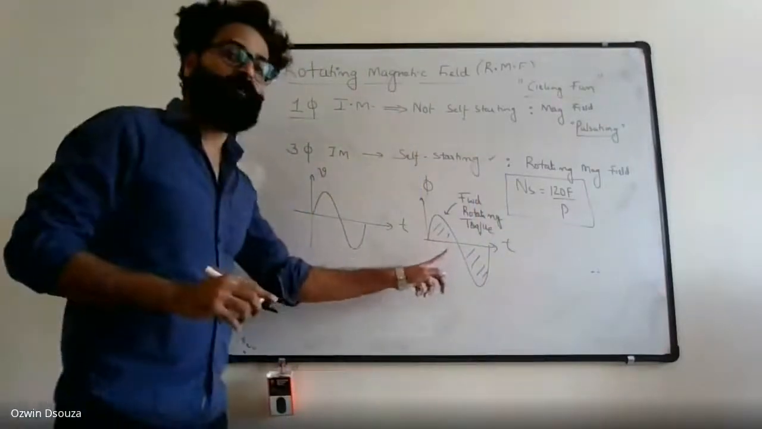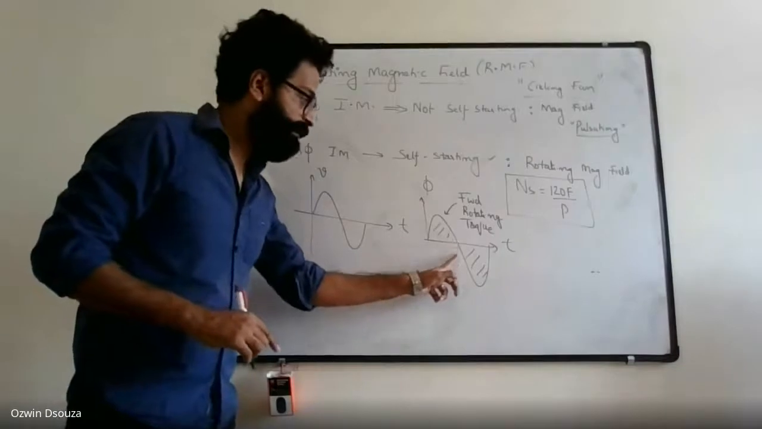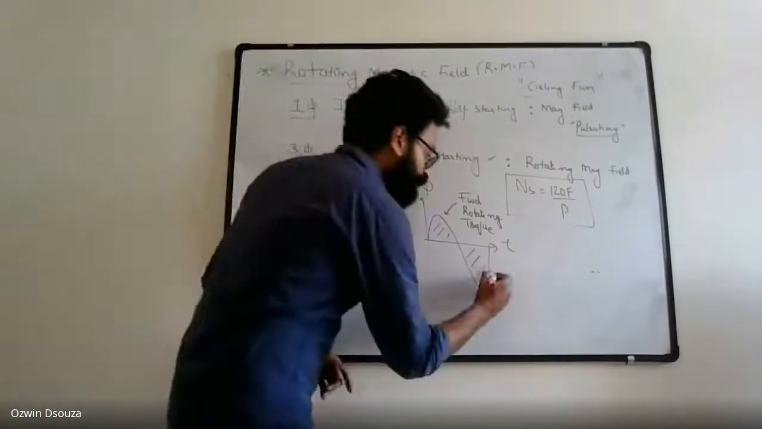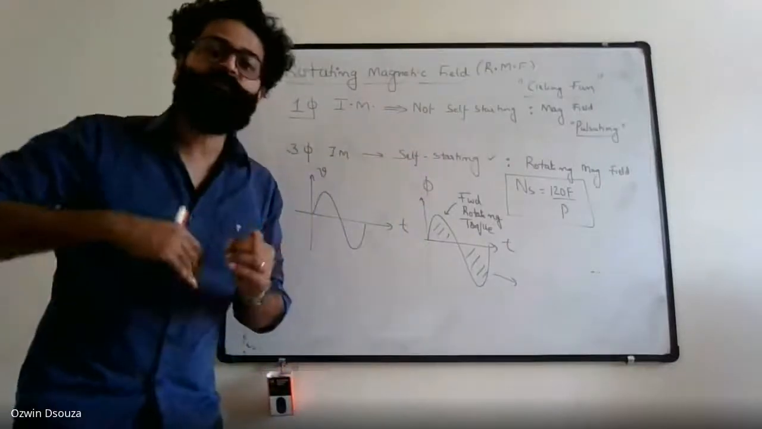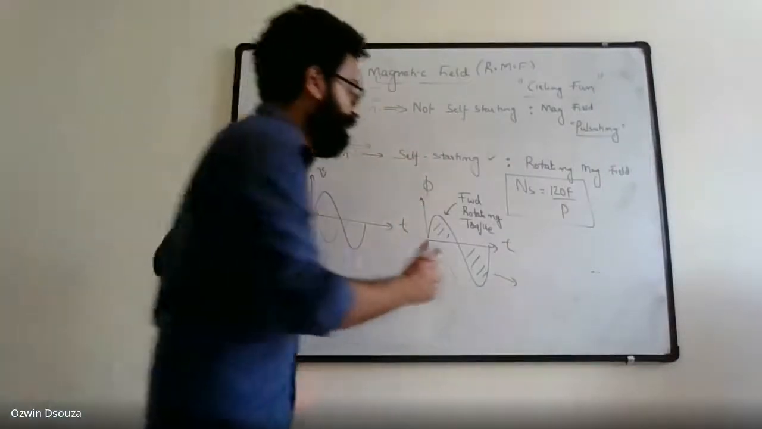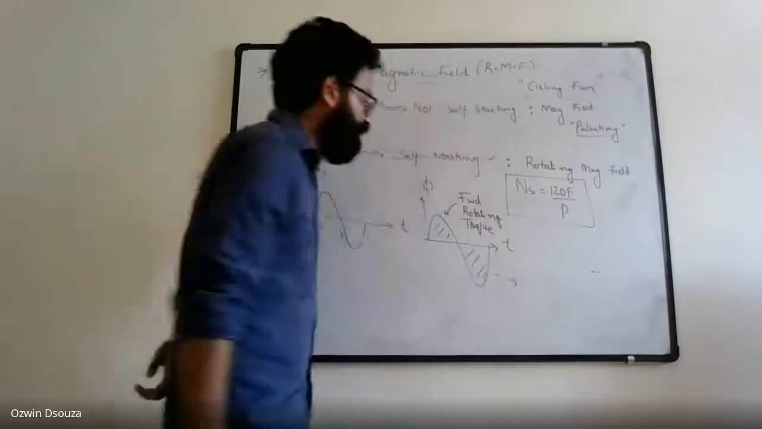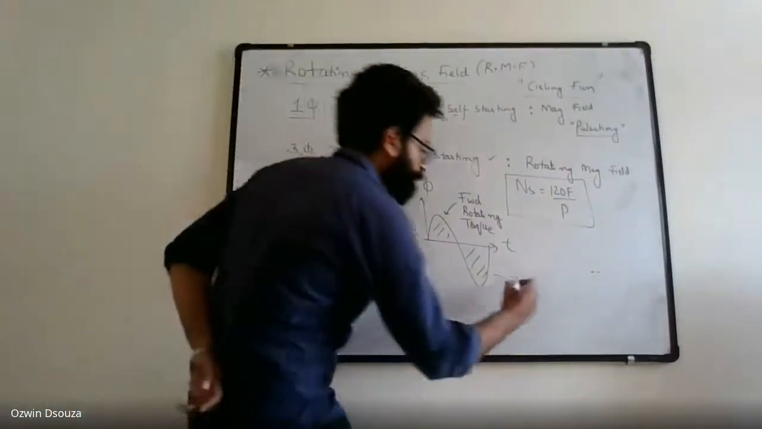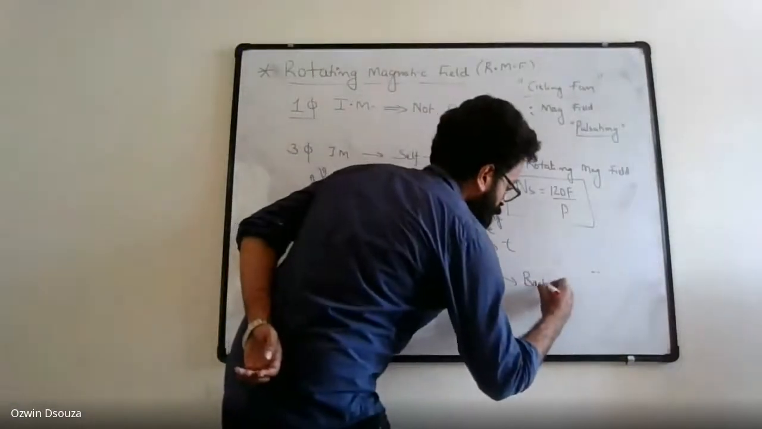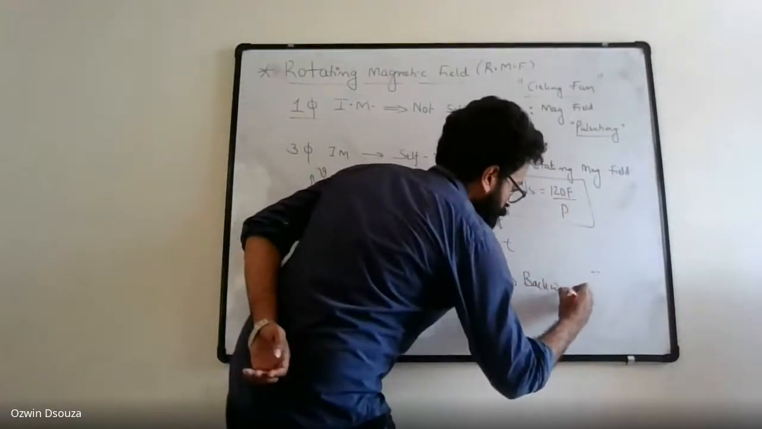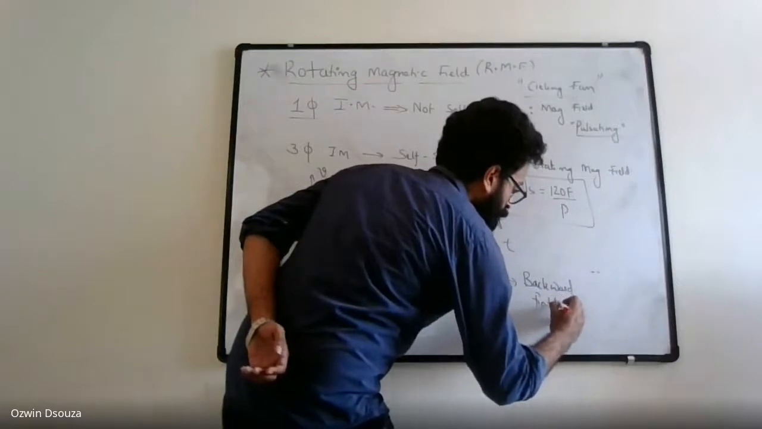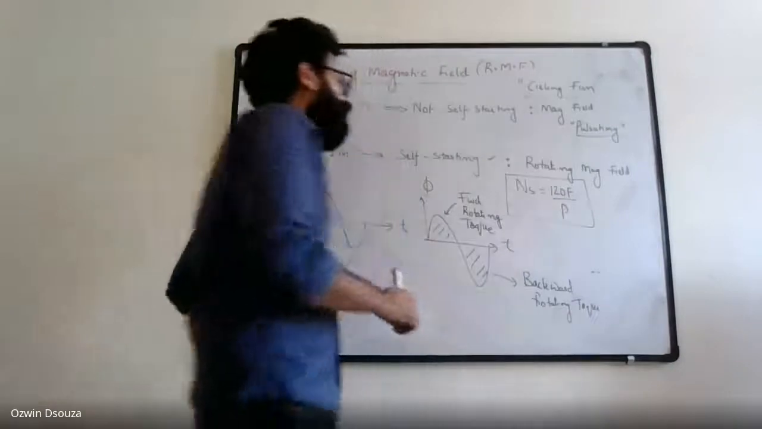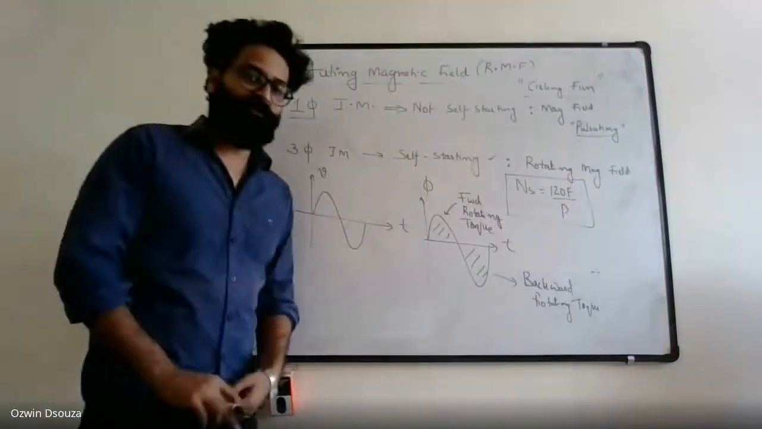After pi by 2 interval, what happens? The direction of flux wave changes. So when the direction of flux wave changes, what will happen? The current flows in reverse direction, due to which the negative half of the flux wave gives, any guesses? The backward rotating torque. And this process continues one cycle after the other.